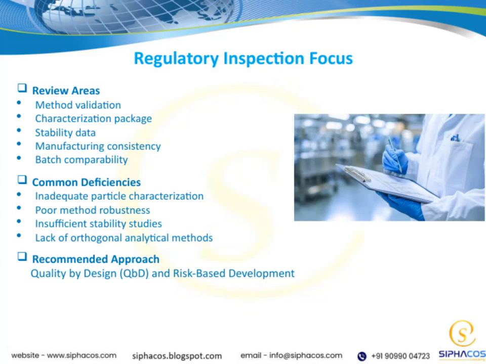When regulatory inspectors come knocking, they zero in on a few key areas. They want to see solid method validation, a thorough characterization package, reliable stability data, consistent manufacturing, and clear batch comparability. Common pitfalls: inadequate particle characterization, weak method robustness, too few stability studies, and missing orthogonal analytical methods. The best way to stay ahead is by embracing quality by design and a risk-based development approach, building quality in from the start, rather than chasing it later.